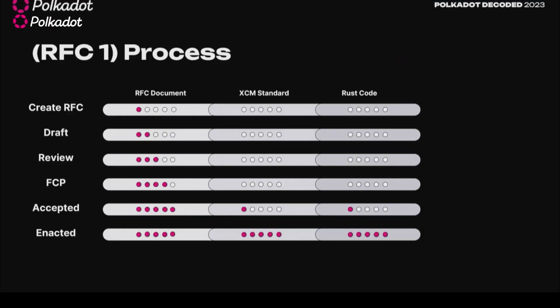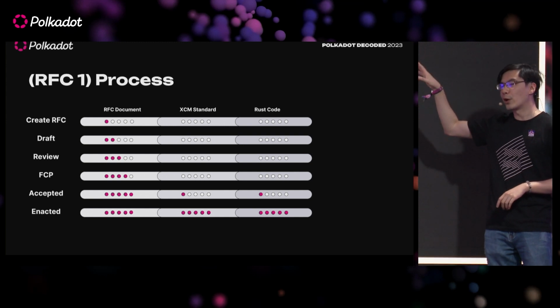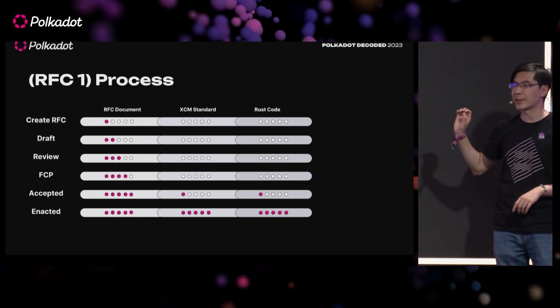So to kind of picture how the process looks, I created this nice little graph here to let you visualize exactly how it looks. You have the RFC document on your left-hand side. The dots here indicate the completeness of each of these items. We have the XCM standard, which is basically the live document I'm talking about, and the Rust code, or rather the implementation of the XCM standard.